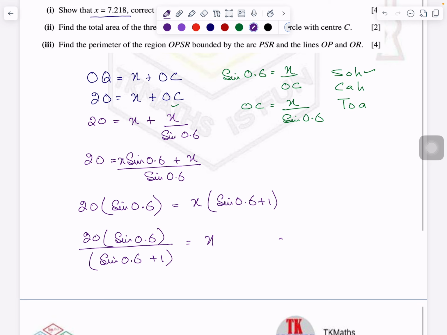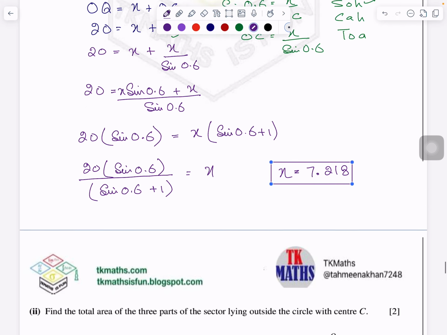Okay, so x is equal to 7.218. So exactly what we have to prove, we have gotten here. Okay, now let's see the second part of the question.